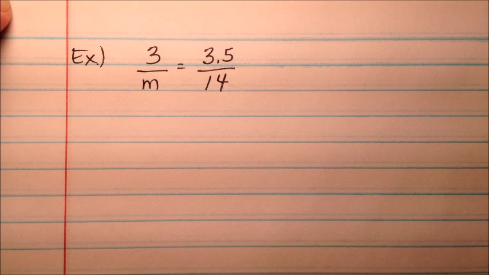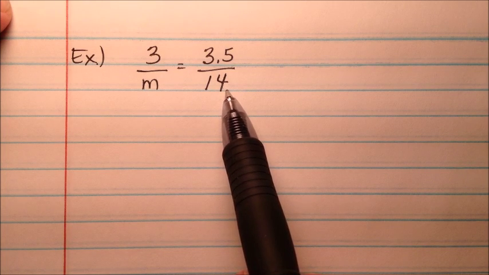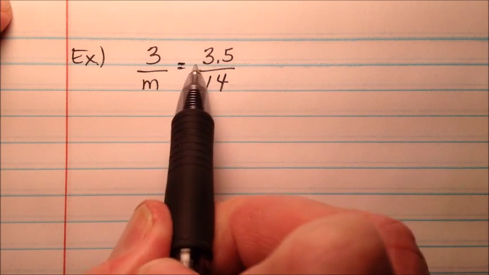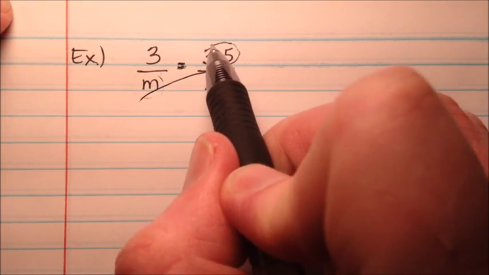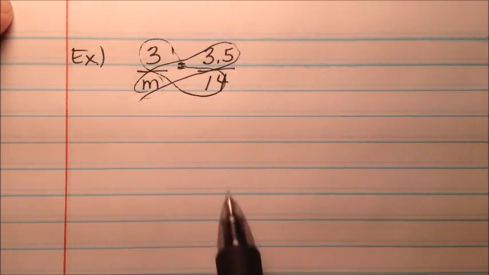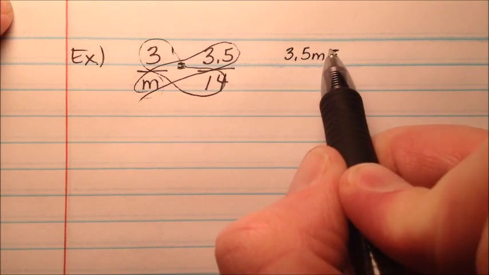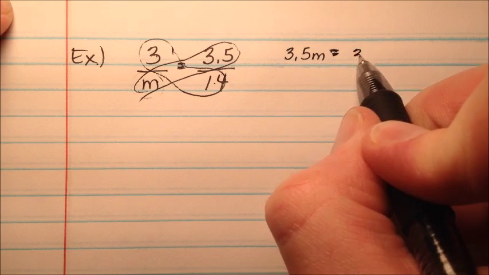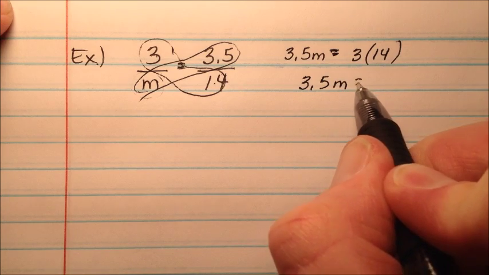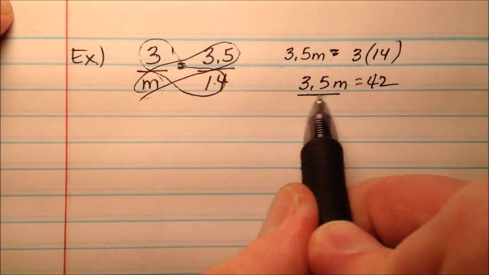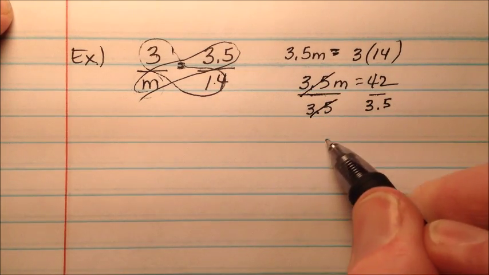In this second example, we have the ratio 3 divided by m equal to the ratio 3.5 divided by 14. Again, this proportion is just two ratios set equal to each other. In order to solve for this missing value, we can do cross products and set them equal to each other. So 3.5 times m is the same as 3 times 14. Well, 3 times 14 is going to be 42. Then, in order to solve for m, I'm going to divide both sides by 3.5.